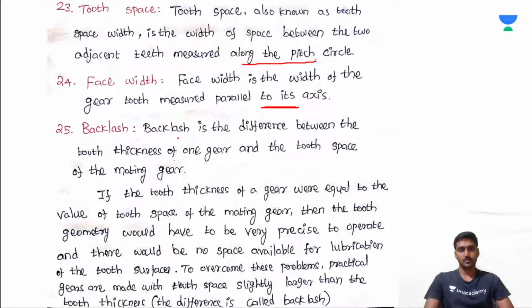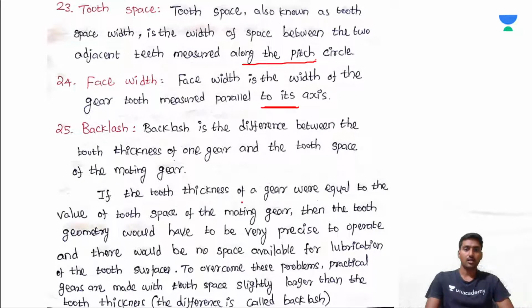Backlash is the difference between the tooth thickness of one gear and the tooth space of the mating gear. While mating gears, the tooth space is always a little bit higher than the tooth thickness. Otherwise, the tooth would have to be very precise.